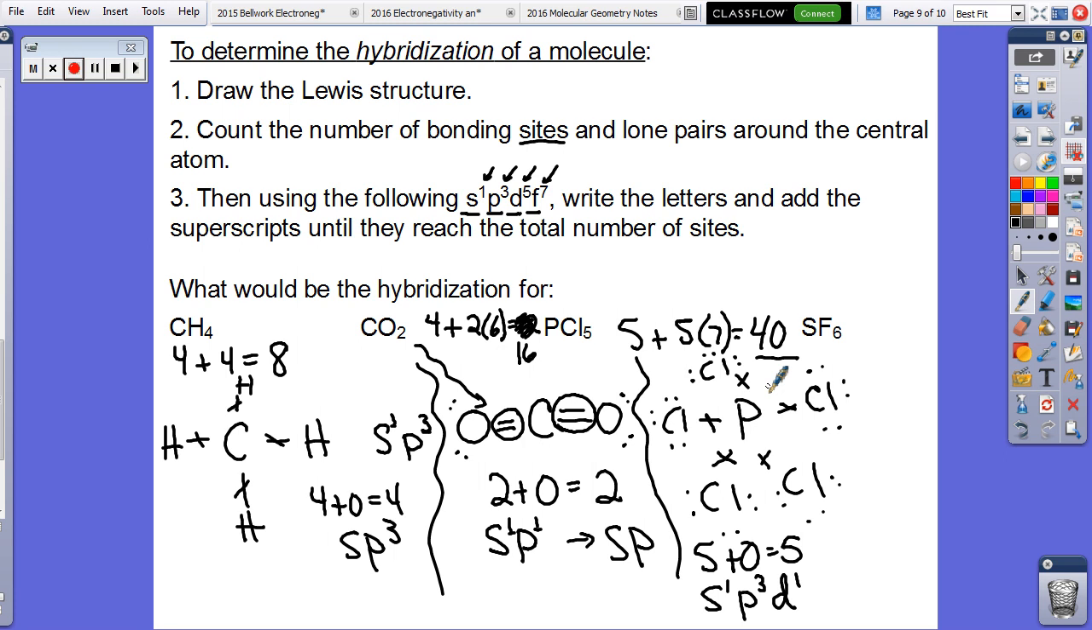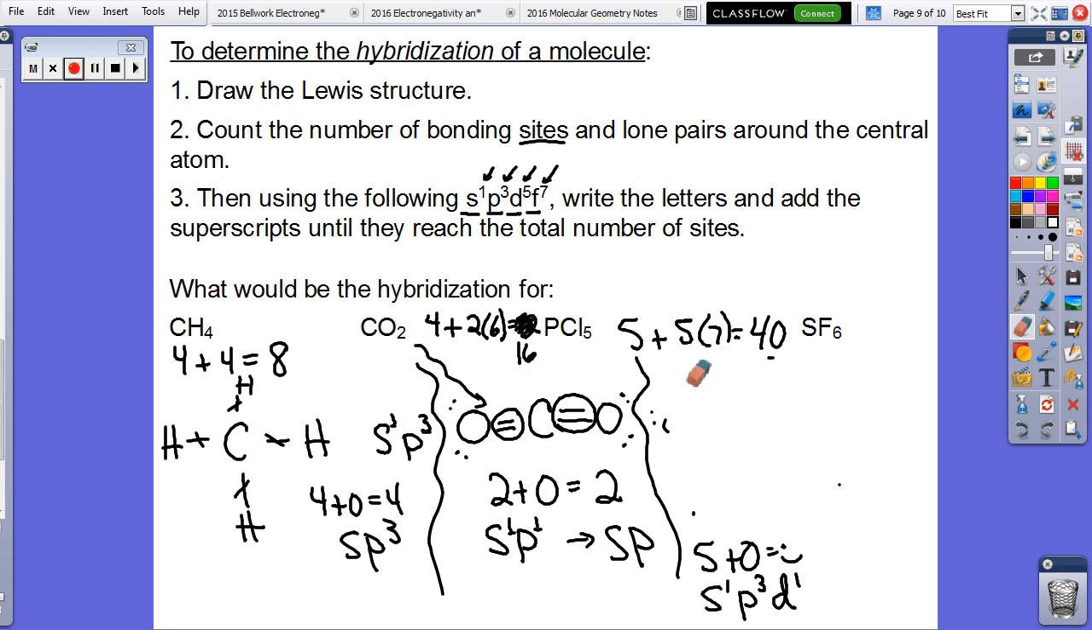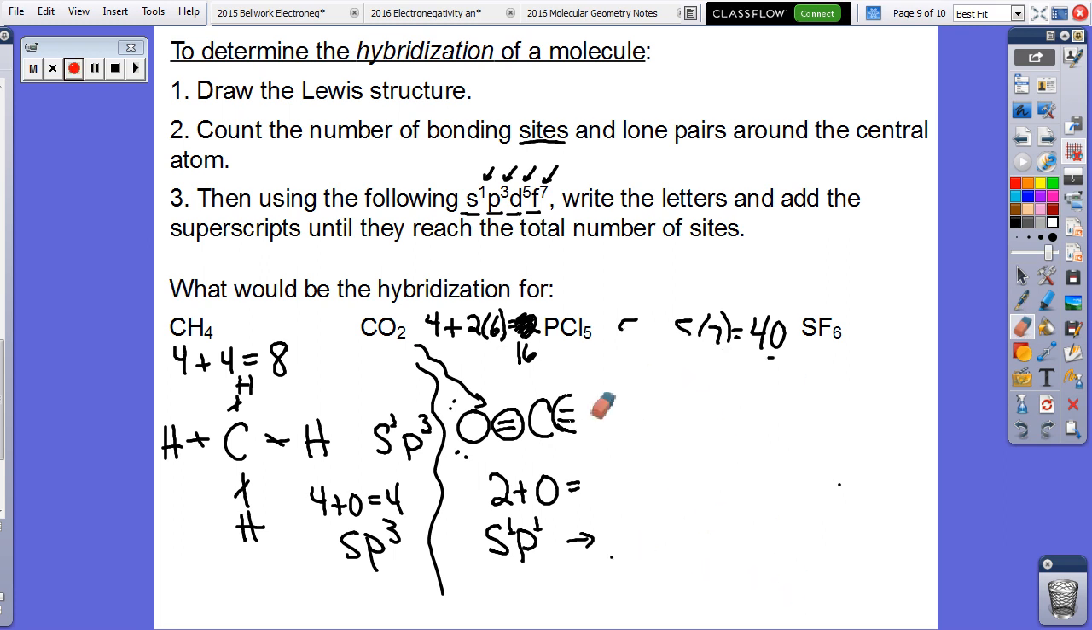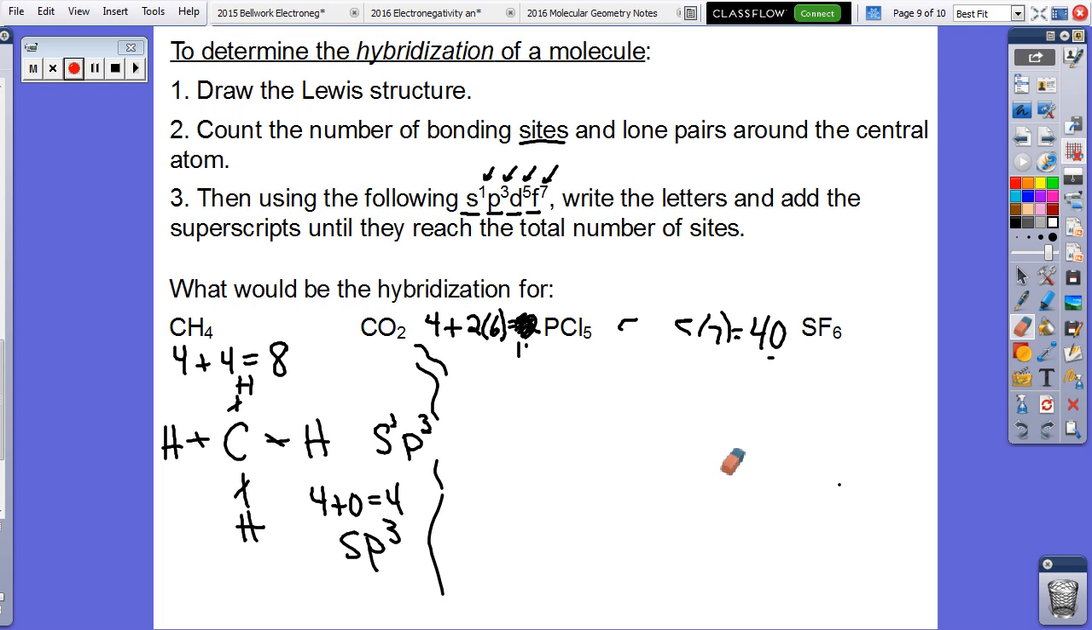I am going to erase a little bit so I have some space to draw sulfur hexafluoride. Okay. All right, so sulfur has 6 valence electrons and each fluorine has 7. So I've got a grand total of 48 electrons. Remember, this is a really big molecule.